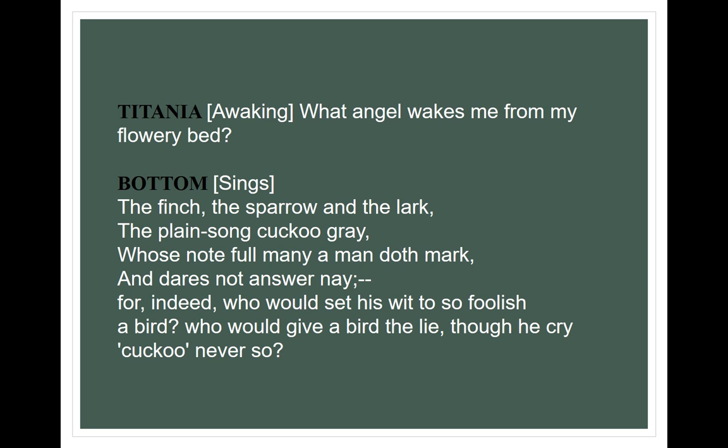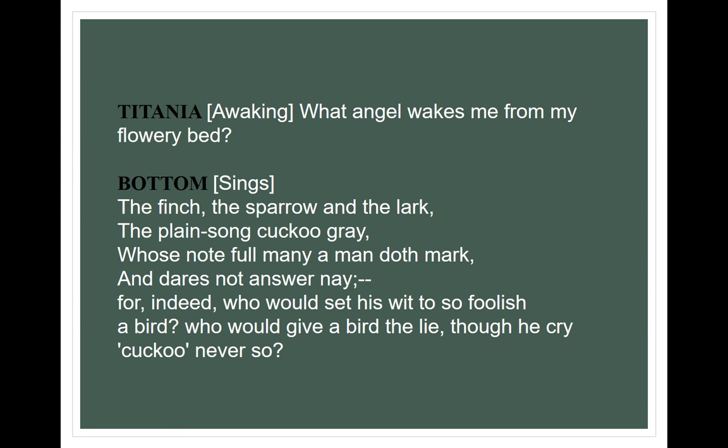Now this could be our prose, right? Everyday exchanges. It's very short, but if you look at it, it also could be considered iambic. I mean, it's not more than one line, but it is iambic pentameter if you look at the stresses. What angel wakes me from my flowery bed? And that makes sense since she is a fairy and a queen, right?